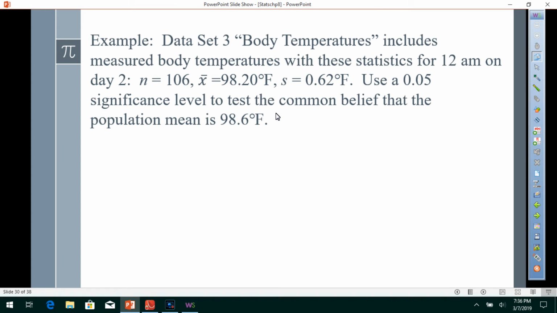Another example. Data Set 3, body temperatures, includes measured body temperatures with these statistics for 12 a.m. on day 2. N equals 106. X bar equals 98.2 degrees Fahrenheit. The standard deviation is 0.62 degrees Fahrenheit, and we're going to use an alpha of 0.05 significance level to test the common belief that the population mean is 98.6 degrees. So let's see here.